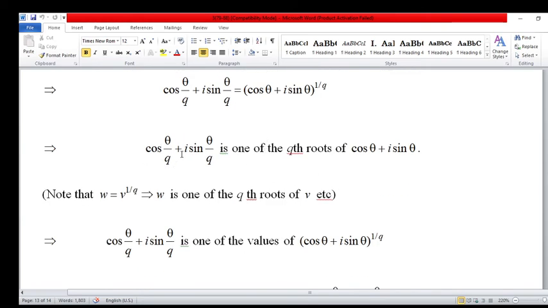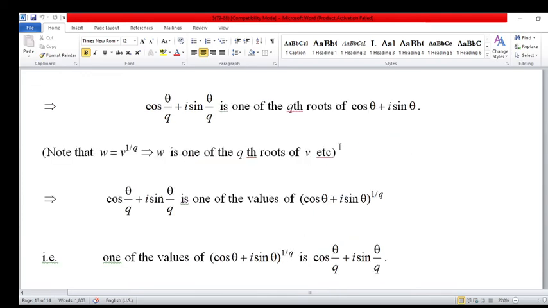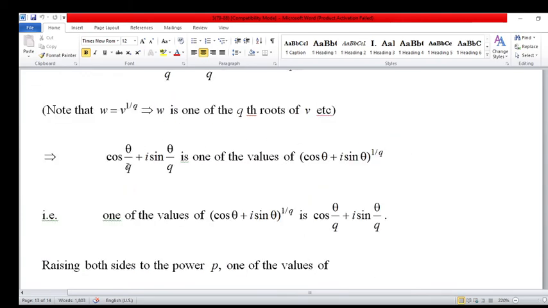So cos theta upon q plus i sin theta upon q is one of the qth roots of cos theta plus i sin theta. The meaning of this equation is this, and this is already given in this bracket. So cos theta upon q plus i sin theta upon q is one of the values of cos theta plus i sin theta raised to the power 1 upon q.